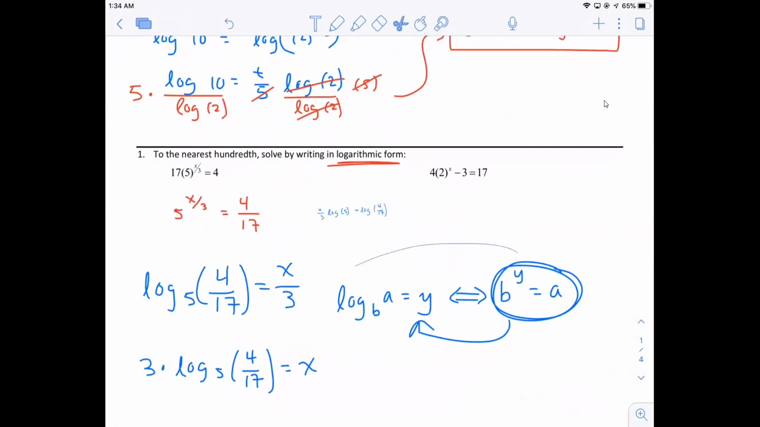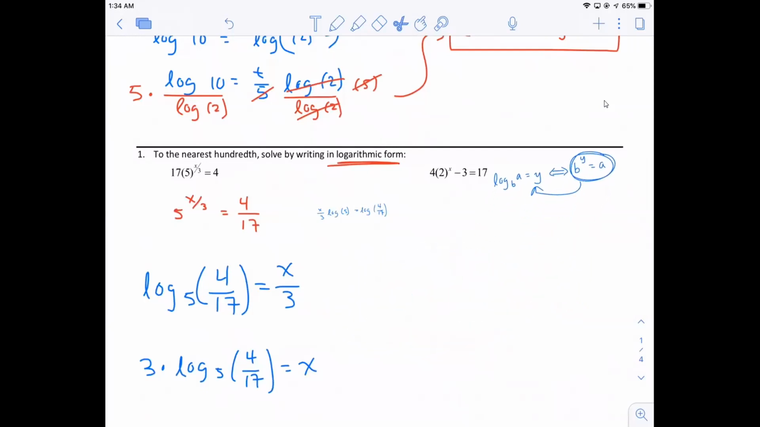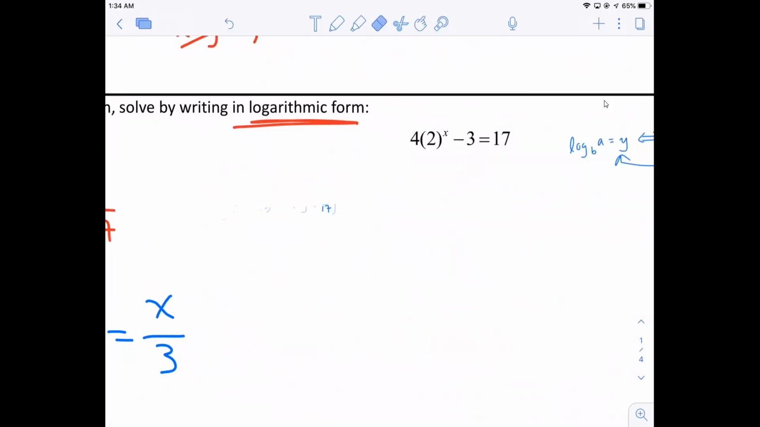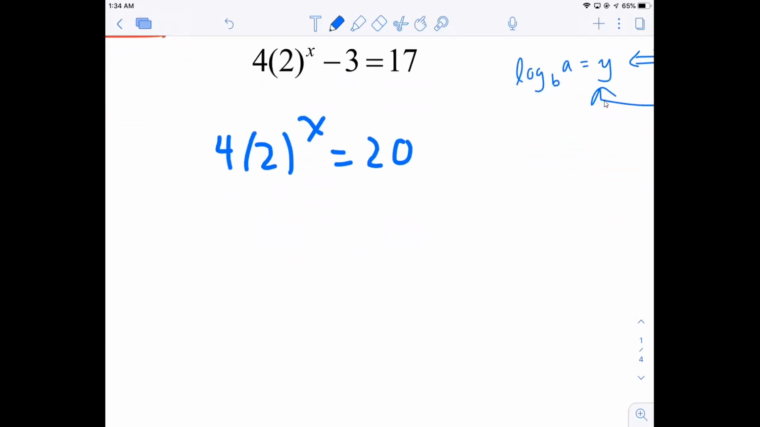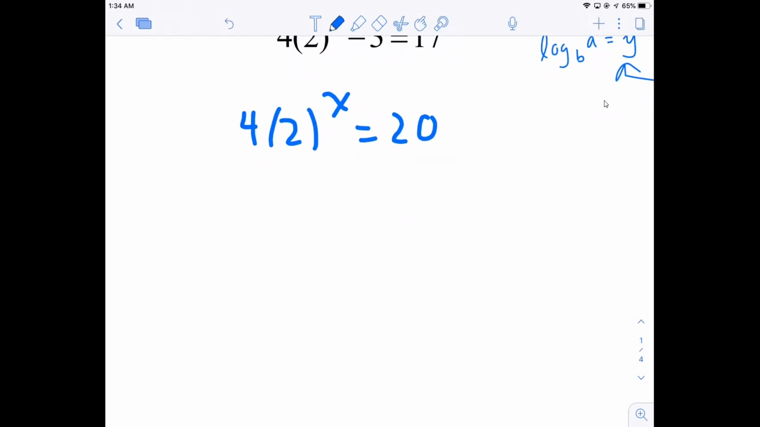For this next one, we need to do a little simplification first before we can solve, just like this one. This one, let's add 3 to both sides. We get 4 times 2 to the x is equal to 20. Divide both sides by 4. We get 2 to the x is equal to 5.